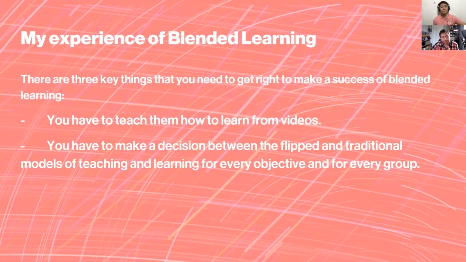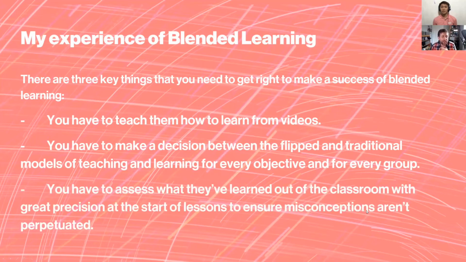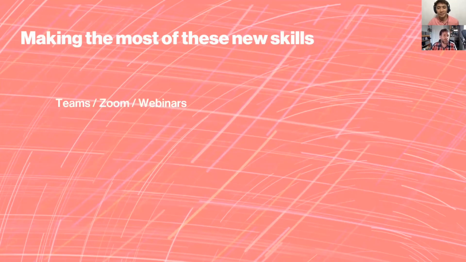You have to make a decision between flipped and traditional for every objective and for every group. You can't just say, right, that's my top set, they are going to always do flip learning, off they go. You have to be continuously making that judgment as to whether you're going to use flipped or traditional for each objective and every group. And you have to assess what they've learned on the way into the classroom rather than the way out of it. And you have to assess at the start with great precision to ensure they don't have misconceptions from the study that they've done out of the lessons. So I'm just really going to sum up now, and then we'll do the Q&A.